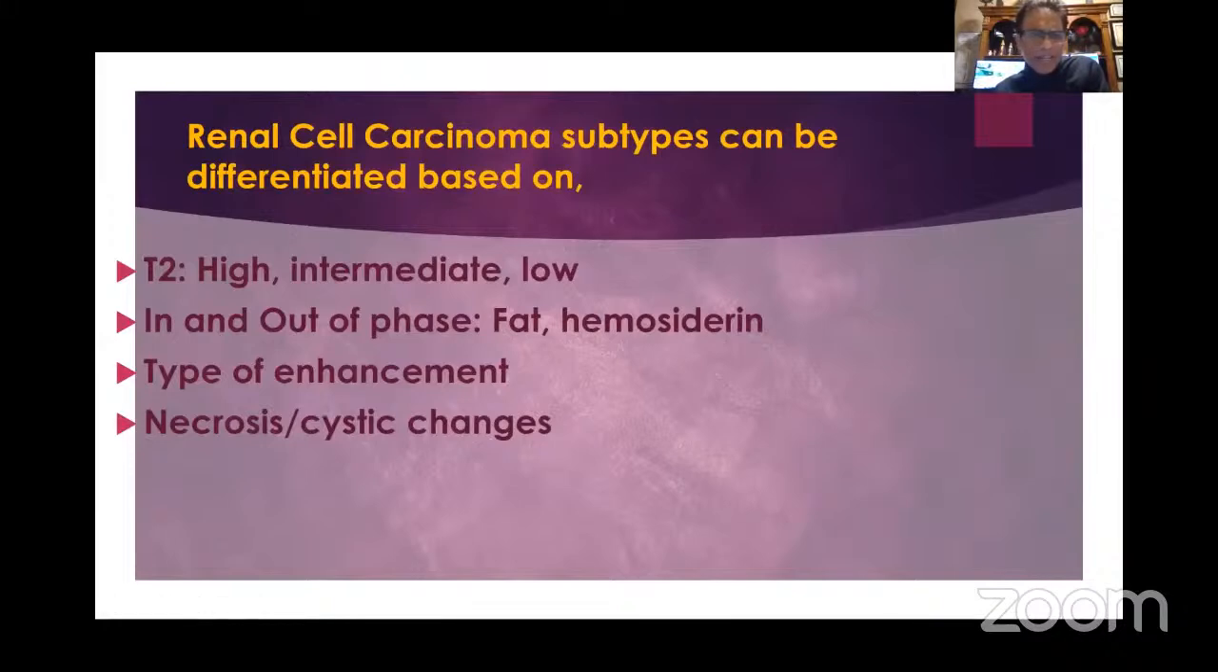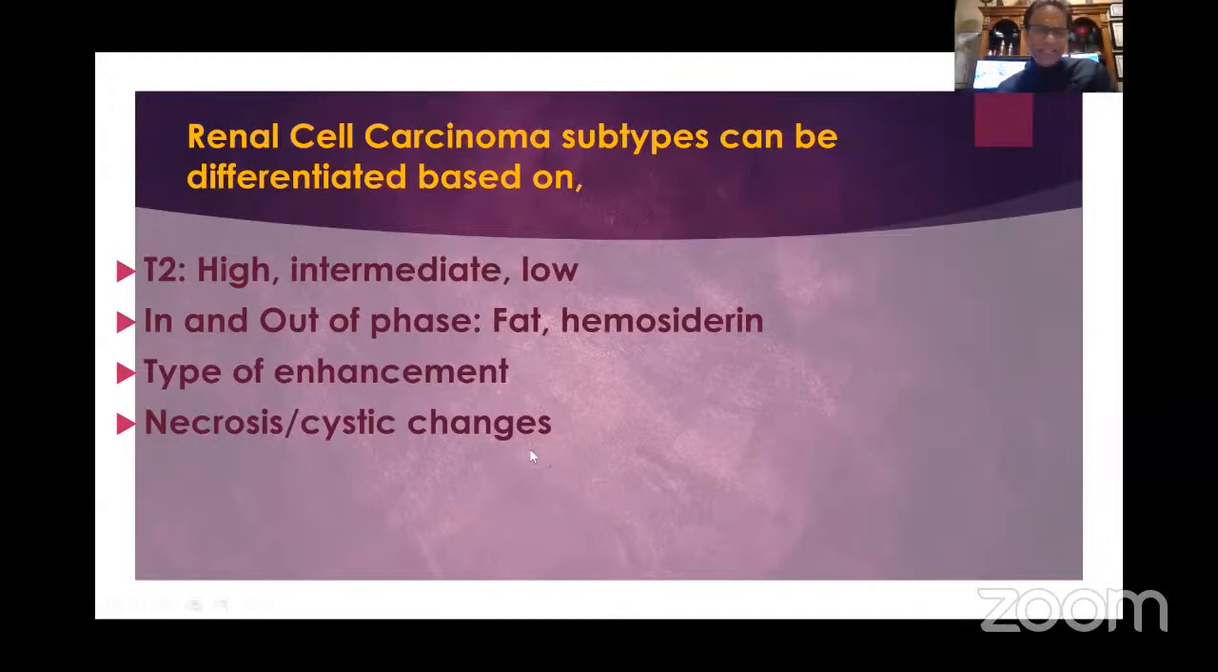So it is very important to make sure of the type of tumor, which you may be able to do with MR. There are 4 things that you can look at to characterize the different types of renal cell carcinomas. One is T2 signal, in and out of phase, type of enhancement, and whether there is necrosis or cystic changes within the lesion or not.